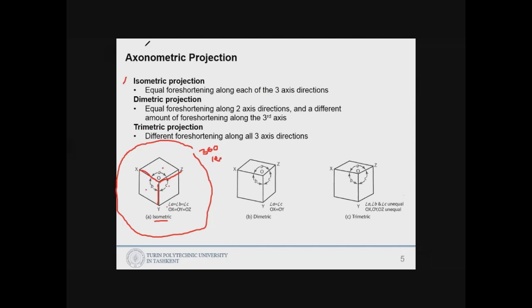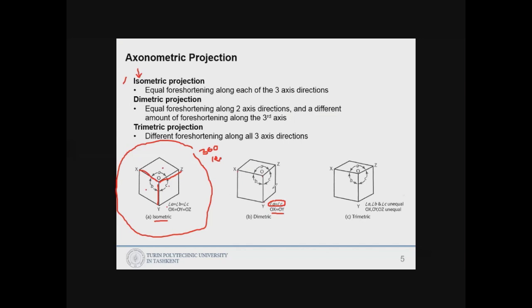Okay, and this one is axonometric. Axonometric is just a more general description, but axonometric consists of isometric, dimetric and trimetric. So in isometric, all sides are equal and all angles are equal. In dimetric, only 2 sides are equal. OY and OX are equal, and for the angles, A and C are equal, but B is different, and only OX and OY are equal.